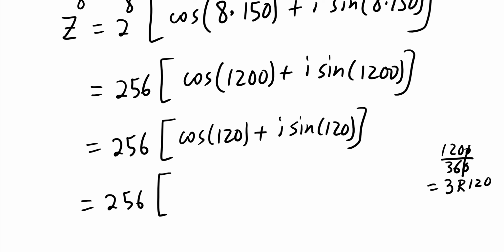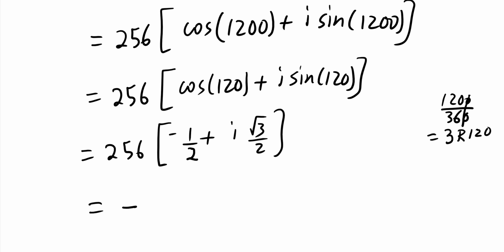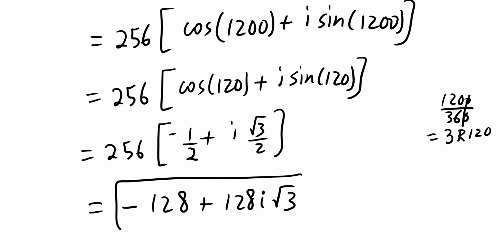What's the cosine 120? That's -1/2. Plus i sine 120 is the square root of 3 over 2. Multiply now by 256. So -128 plus 128i square root of 3. So with this French mathematician's theorem, it helps us save a lot of work on multiplying complex numbers over and over again.